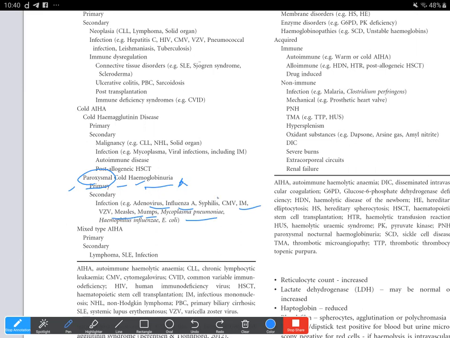So these infections usually trigger this. They can present 1 to 2 weeks after these infections with symptoms of fever, abdominal pain, leg pain and hemoglobinuria. Hemolysis can be severe because in this case it will be intravascular, but it usually settles after several weeks.